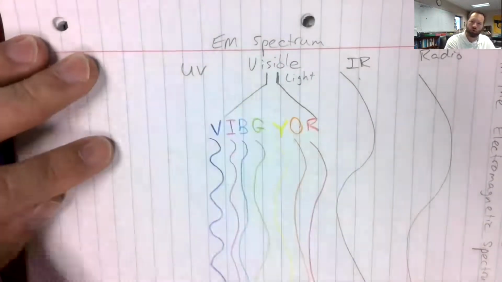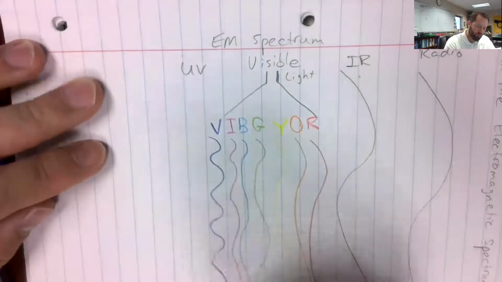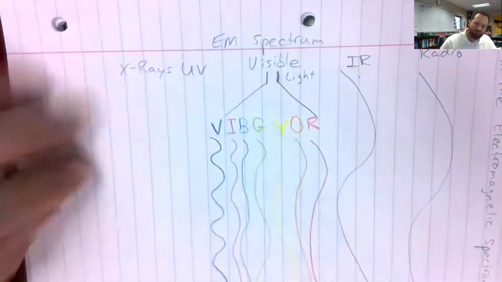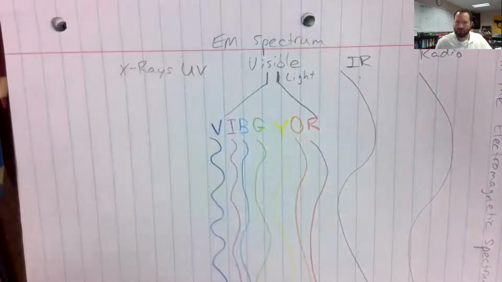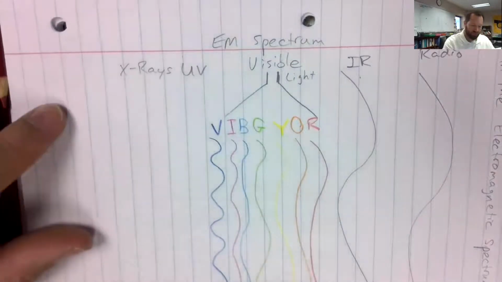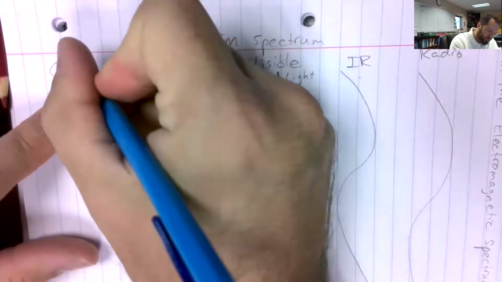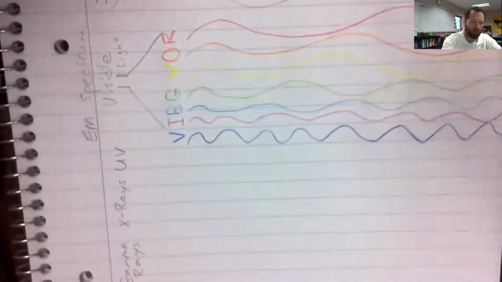I'm not going to draw those waves. I think you guys get the picture. You know, those waves would be a little bit tighter than this one. We would then have X-rays, which are even shorter than UV. So when you go into the doctor's office and they X-ray your bones, that's what those would be. And finally, something that should look familiar from last chapter are gamma rays. And gamma rays are going to be down at the bottom. They have the shortest wavelength.